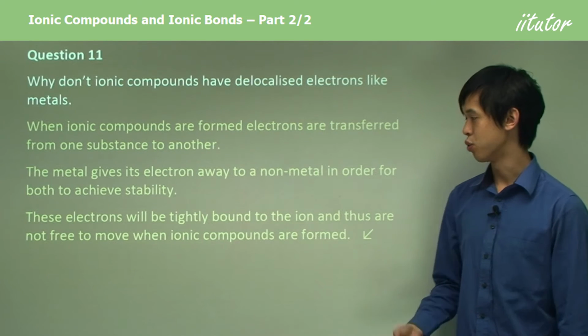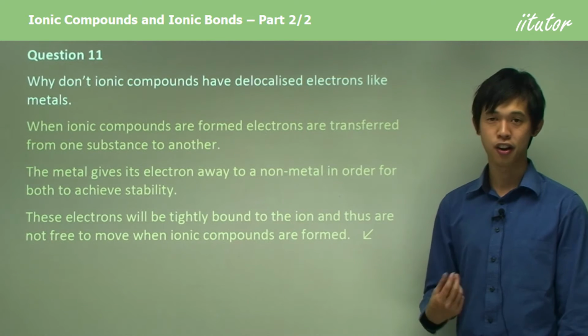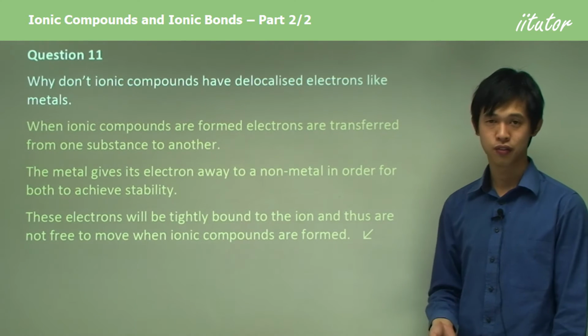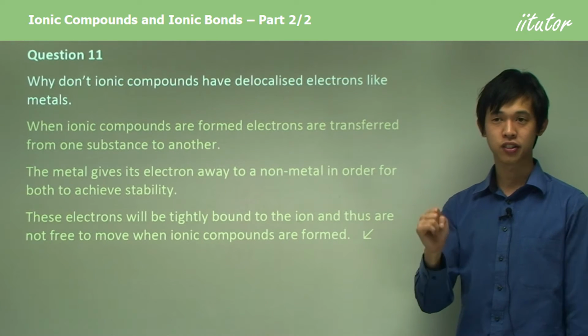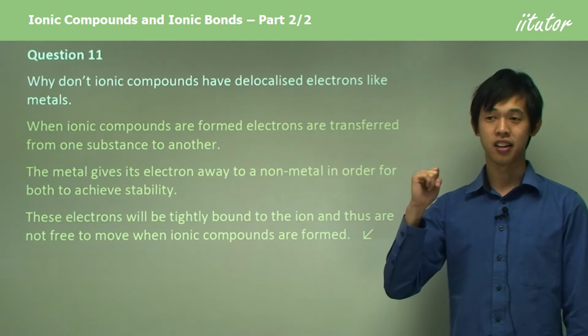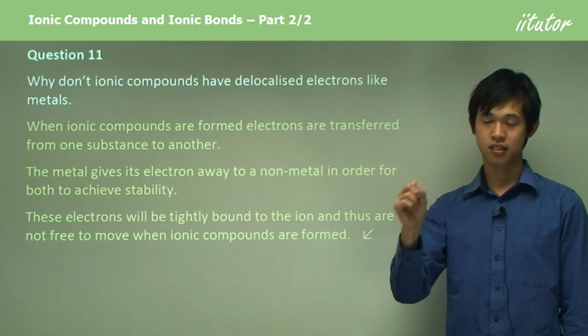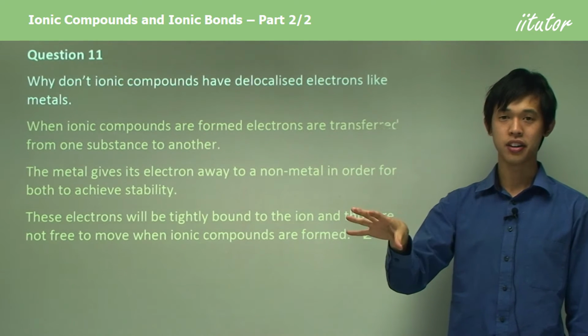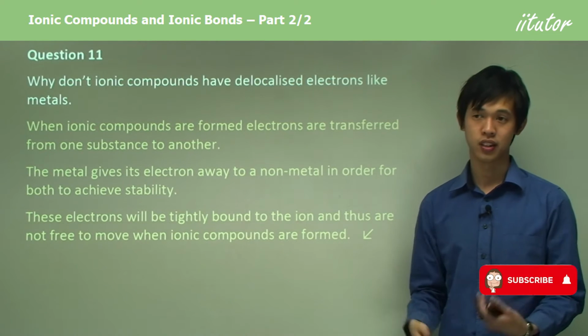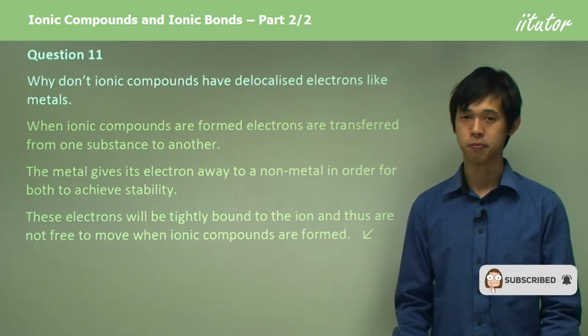Now these electrons will be tightly bound to the ion and thus are not free to move when ionic compounds are formed. Because the ownership of that electron has transferred, it means that now that electron is bound, it's obligated to be with this new ion, and so it's not free to move and be delocalized like in a metal.